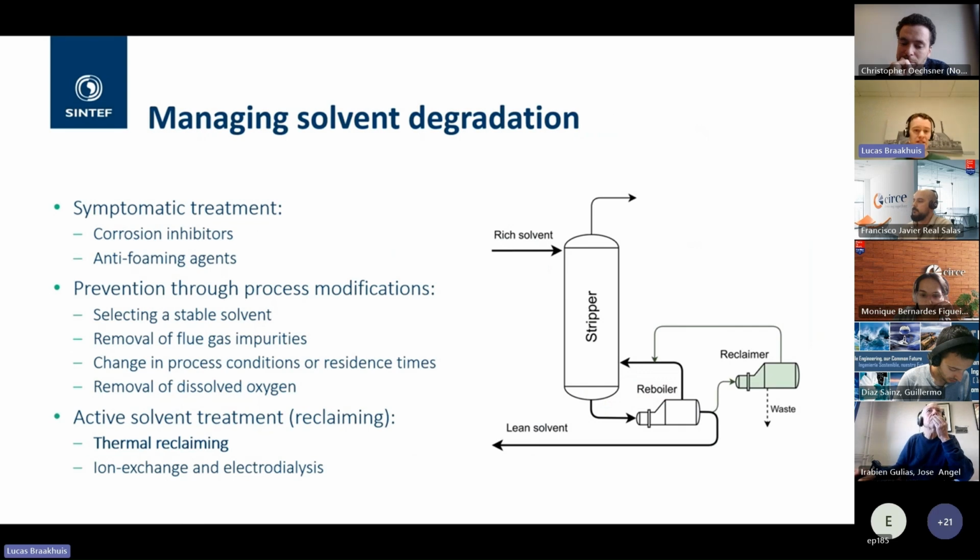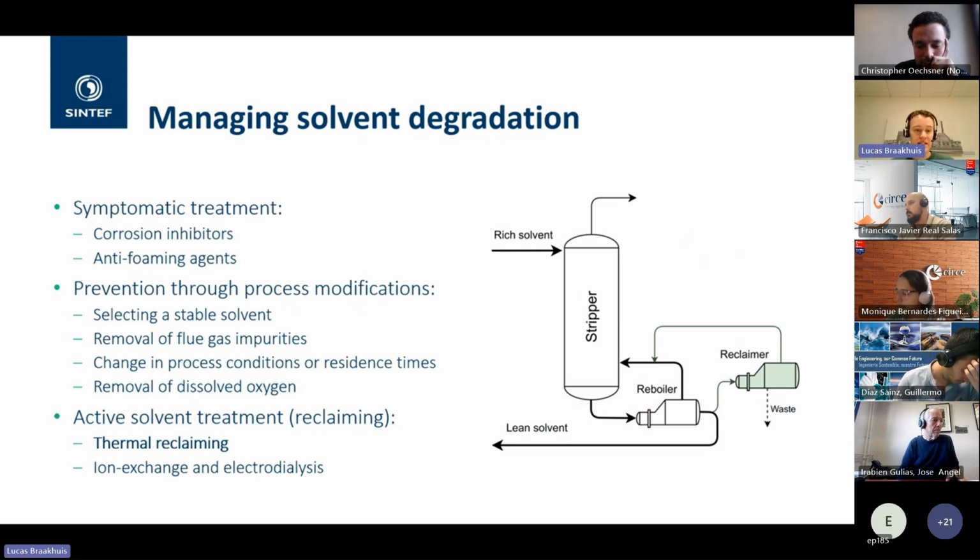So there's a couple of ways that this solvent degradation is managed. Some plants use symptomatic treatments, such as corrosion inhibitors or anti-foaming agents. And although these resolve some of the issues temporarily, they don't fix the underlying problem. So they're not a permanent solution. You can think of modifying the process to prevent degradation, for example, by selecting a solvent that is resilient towards degradation, or by removing certain flue gas impurities.